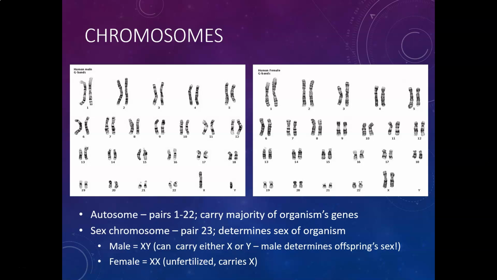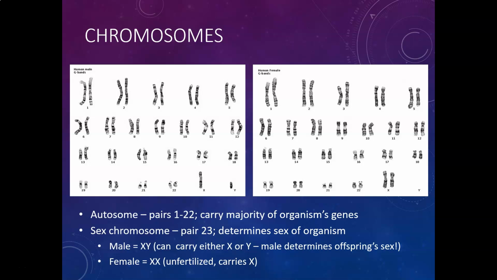Mom can only ever pass on an X. So you got your X chromosome from your mother, and if you're female, your second X came from your father. If you're male, your Y chromosome came from your dad. So those are your sex chromosomes. They're going to ultimately determine the biological sex of the offspring.